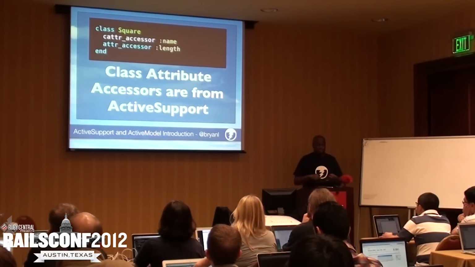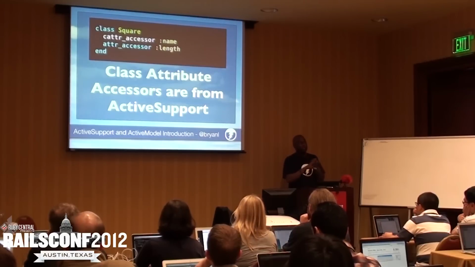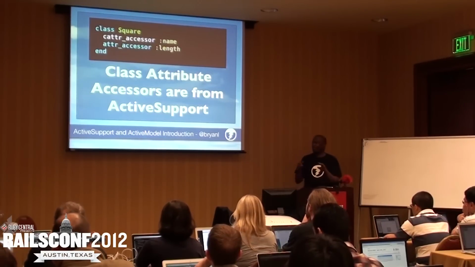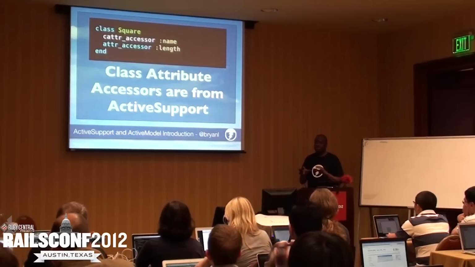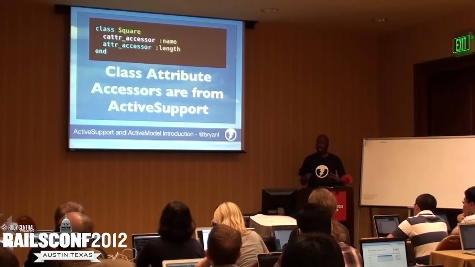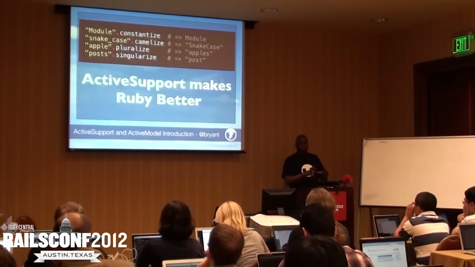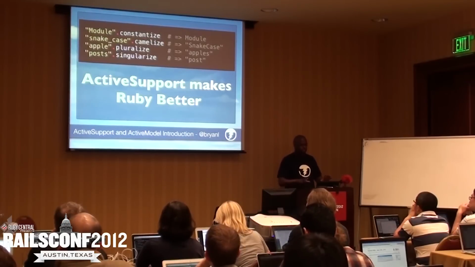Not only do they give you a cattr accessor, they also give you an mattr accessor for use in modules. And then you also get an accessor with defaults. Once again, these are hidden gems inside of ActiveSupport. So back to the whole thing: ActiveSupport makes Ruby better.